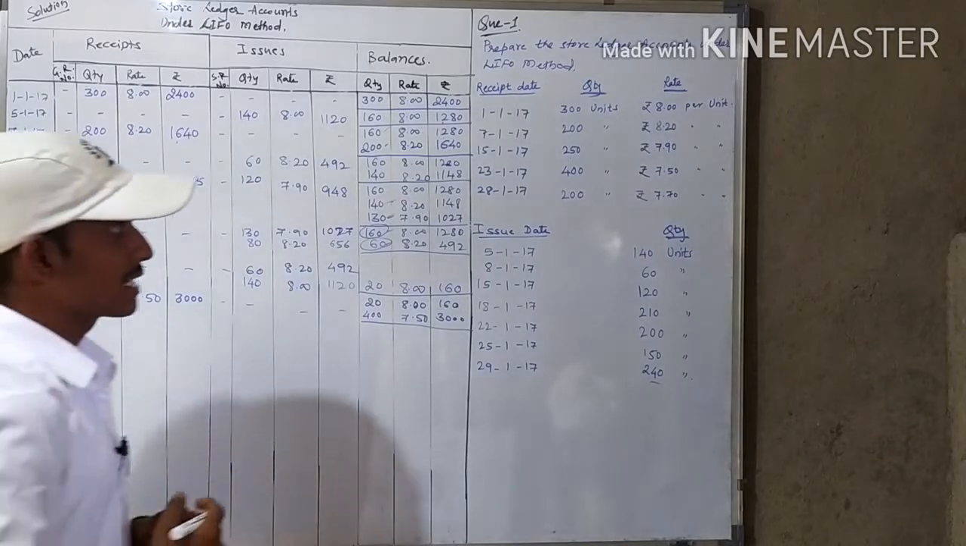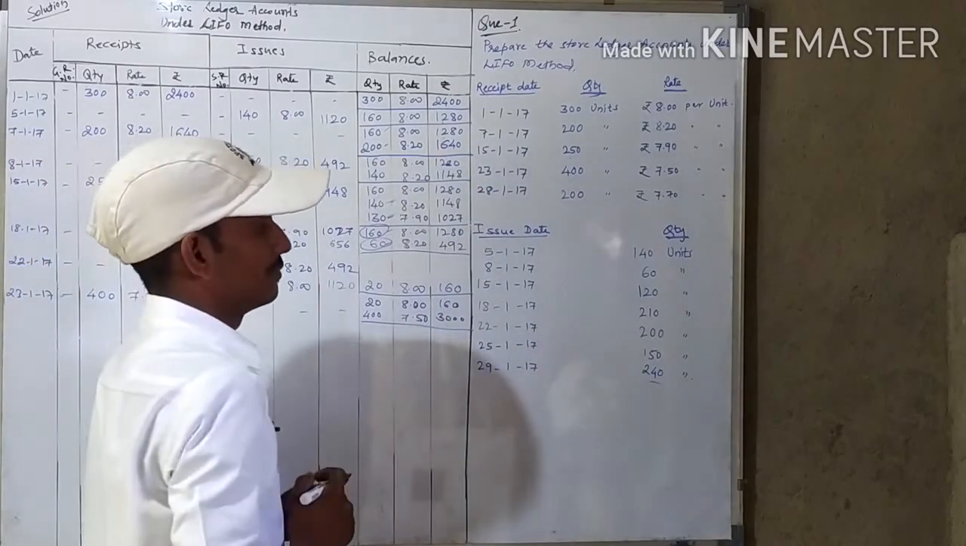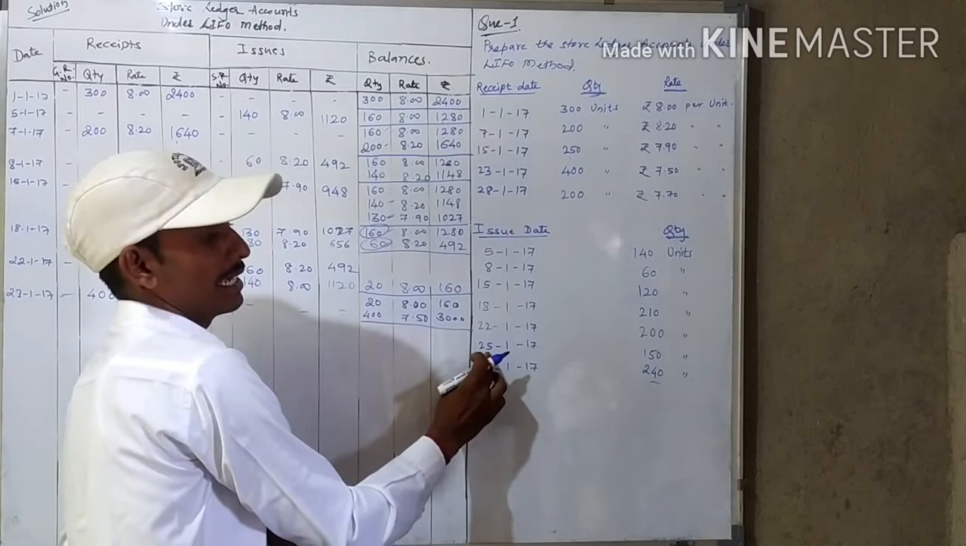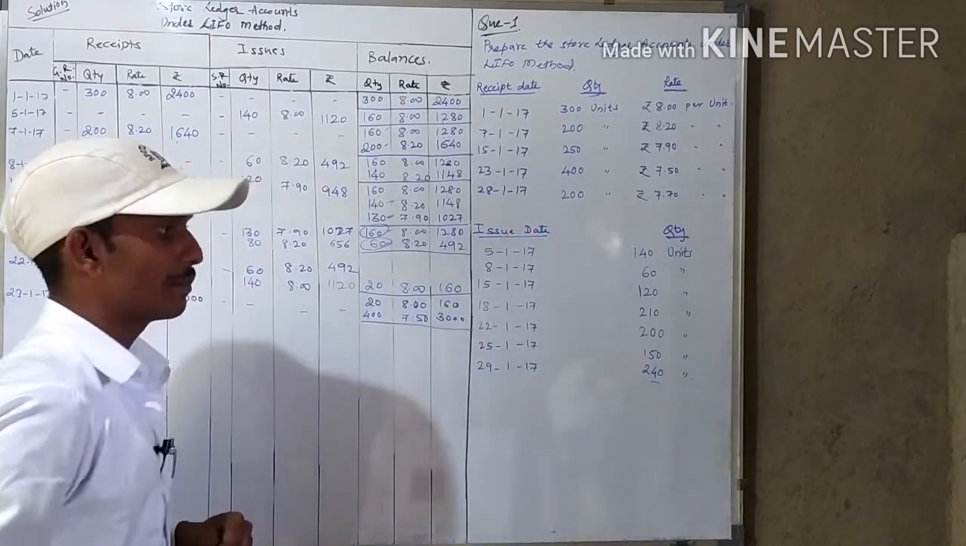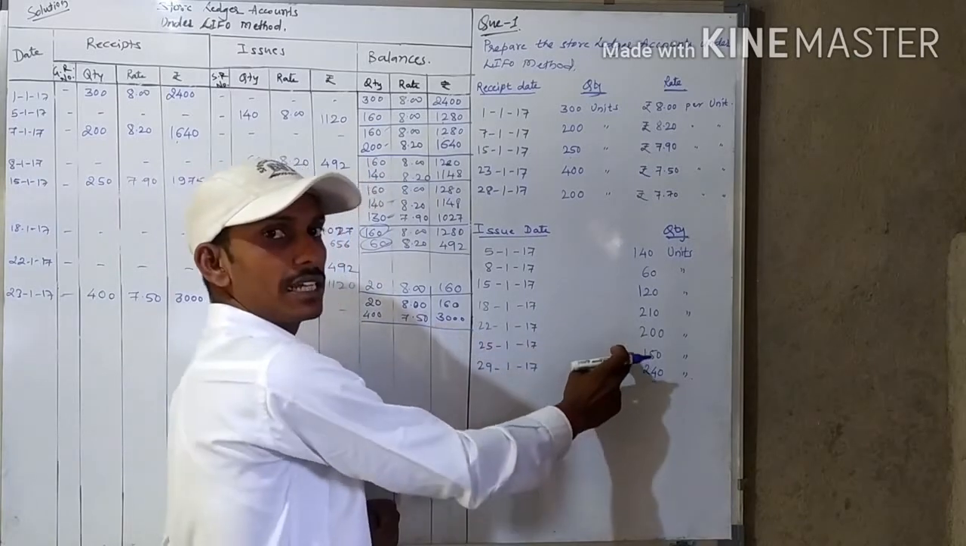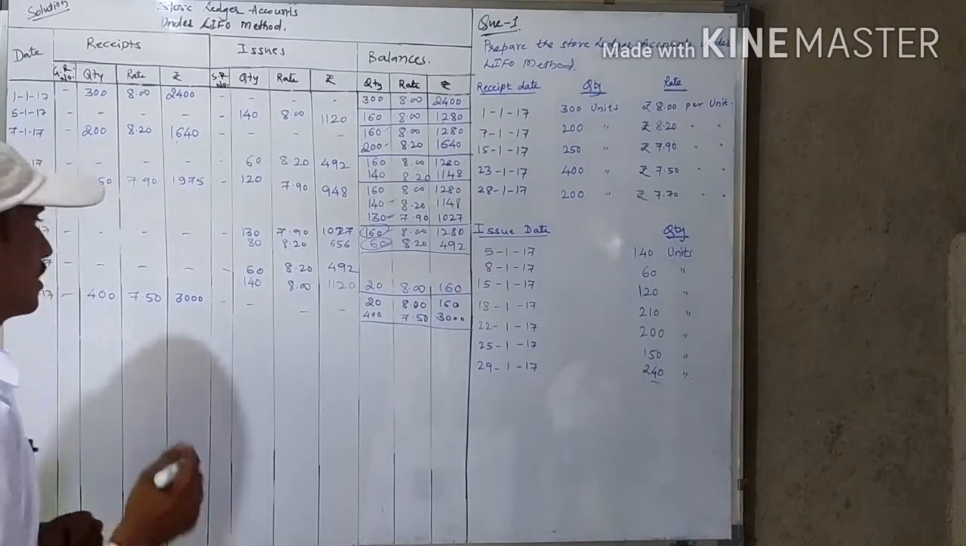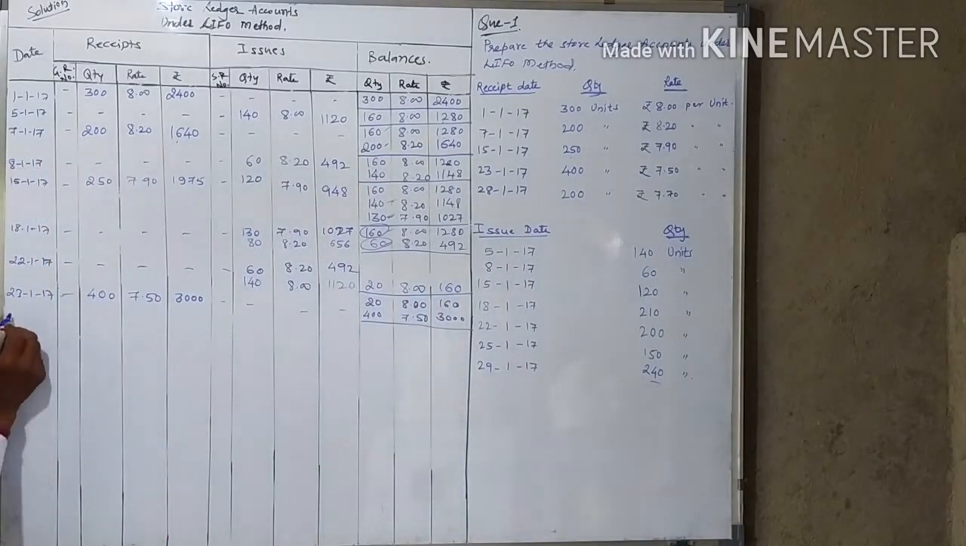Okay, next transaction we'll see after 23rd. Okay, on 25th there is one transaction. What kind of transaction? Issue has taken place. How much quantity? 150 quantities you need to issue. Now here I will write the date. Okay, 25/1/2017.